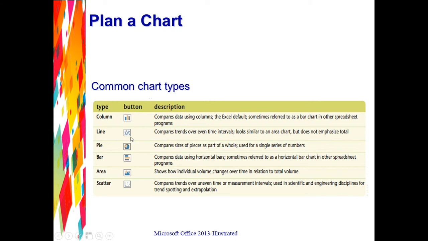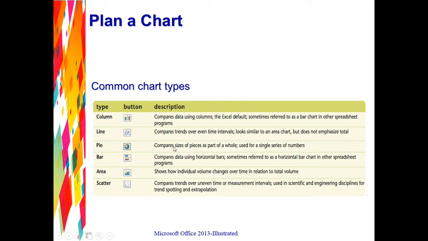We briefly mentioned line charts as well, which compare trends over time intervals. It really looks similar to an area chart, which we see down here, but it doesn't really emphasize the total, so we see just trends over time. From month to month, or day to day, or week to week, we can see whether we are going up or down, and that's ultimately what a line chart is showing us.